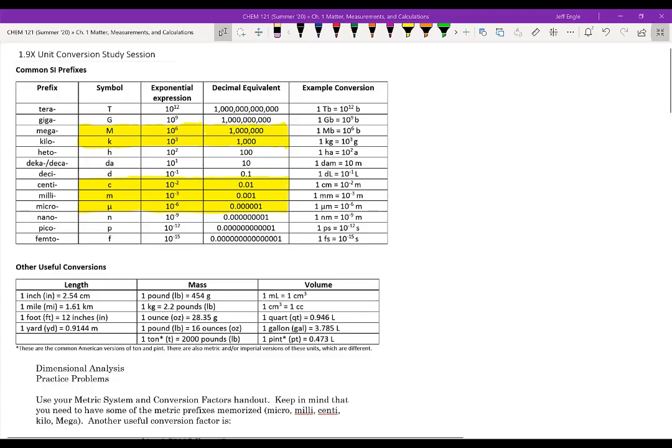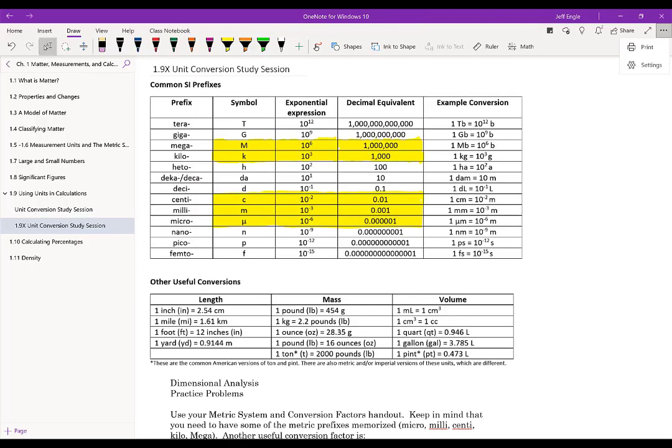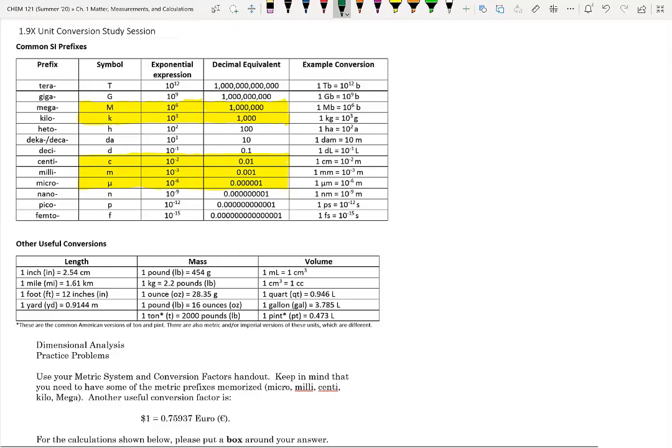Perfect. All right. So anytime we're doing conversions in chemistry, there's going to be a handful of prefixes that I want you to memorize. And I talked about that in the lecture video, right? And the ones I want you to memorize from the lecture video are shown highlighted here. So let's go ahead and take a look at those.